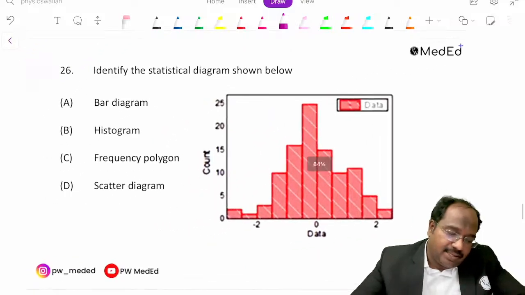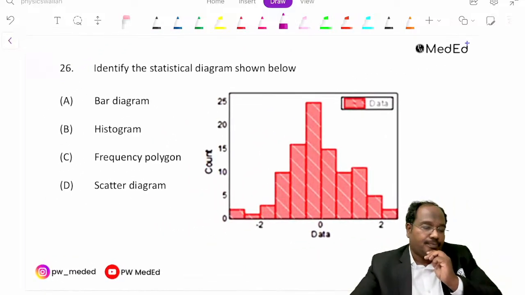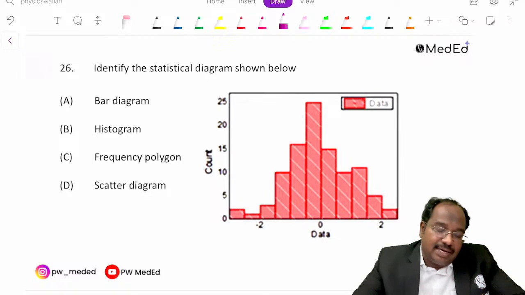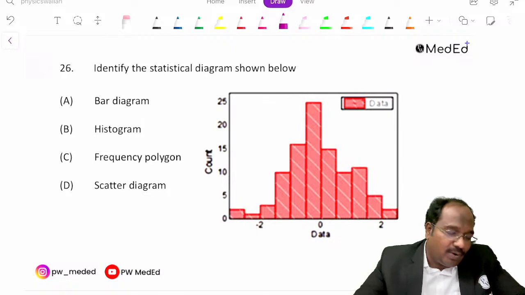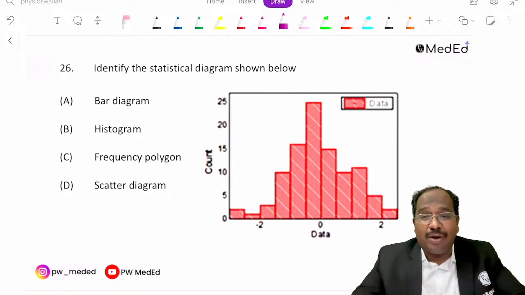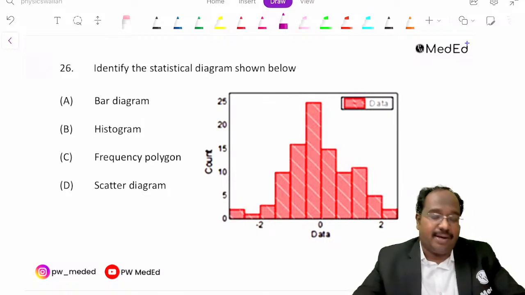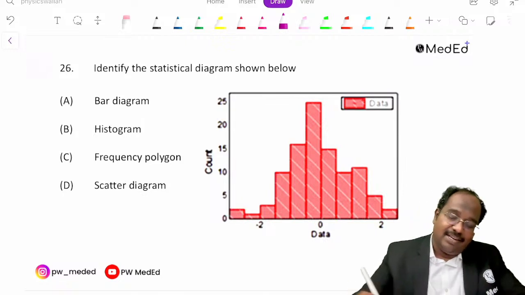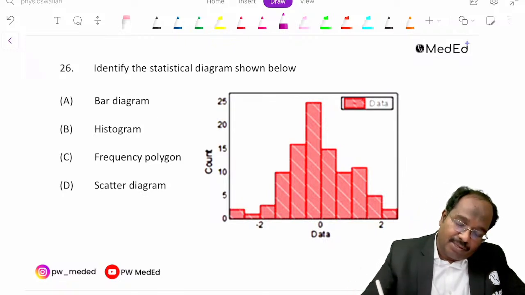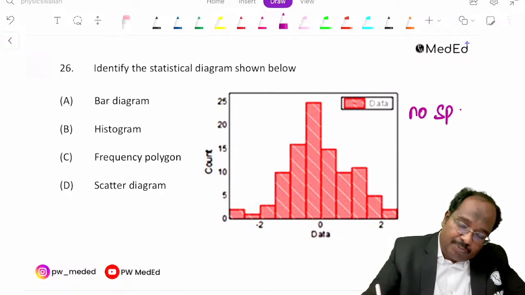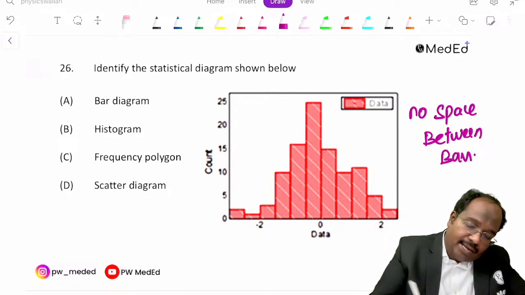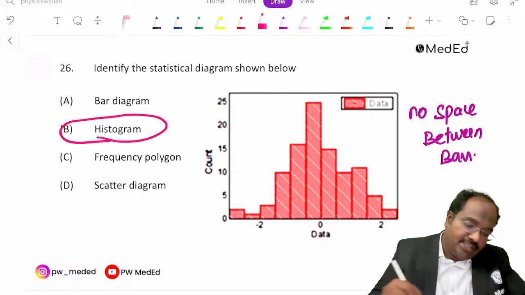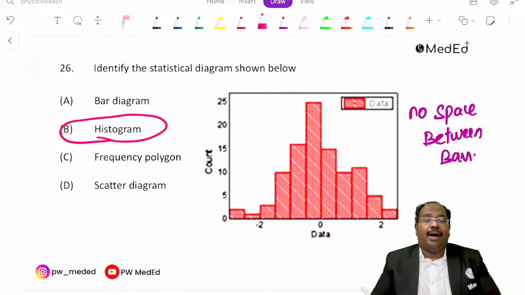What is this graph, guys? Come on, answer this. Identify the statistical diagram shown below. This also looks like a bar chart. But in a bar chart there is space between the bars. Here, there is no space between the bars. So what diagram is this? This is a histogram.